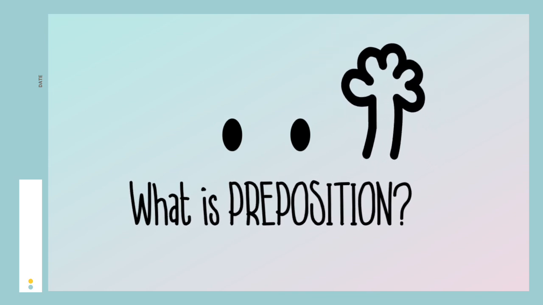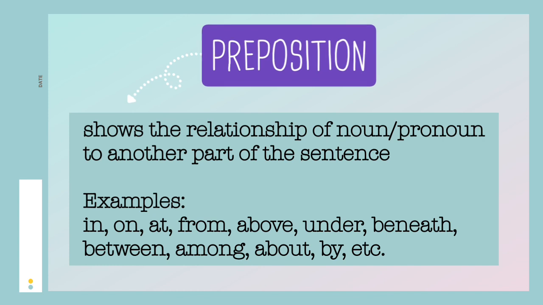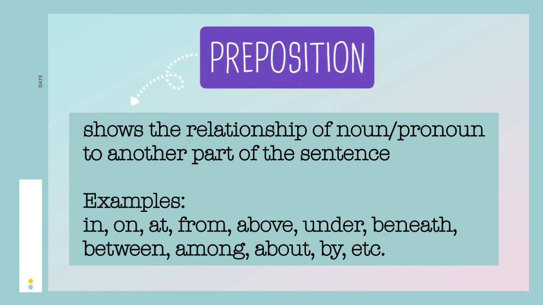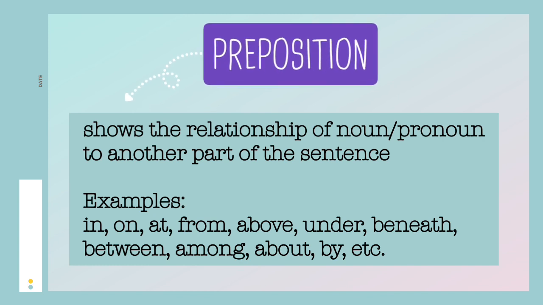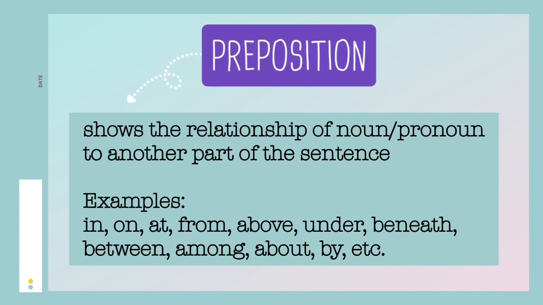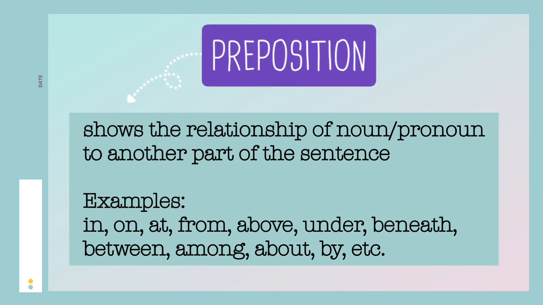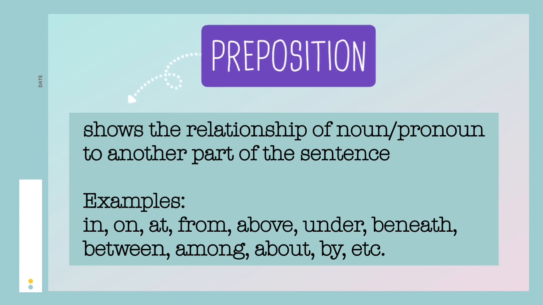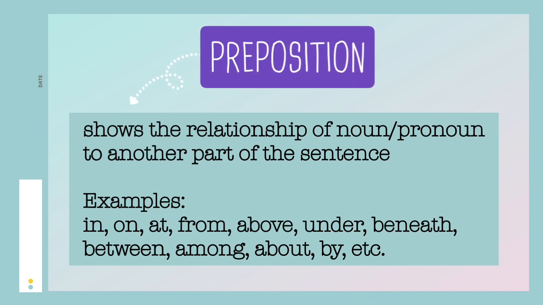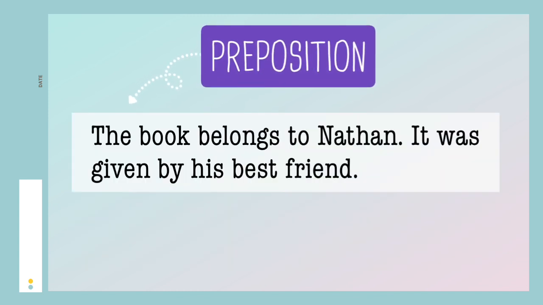What is preposition? Preposition shows the relationship of a noun or pronoun to another part of the sentence. So basically, preposition tells us the relationship. Preposition, position, it tells the position. Examples: in, on, at, from, above, under, etc. So those are the examples of preposition.